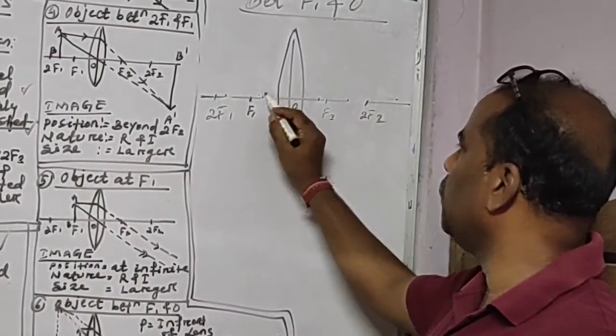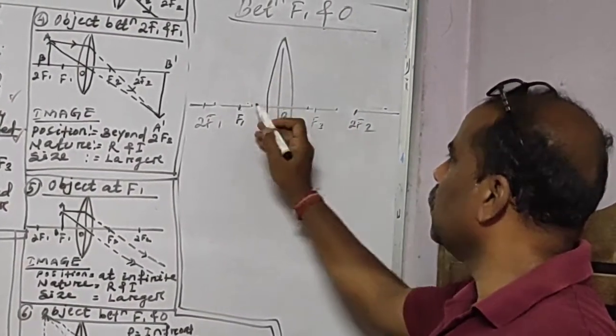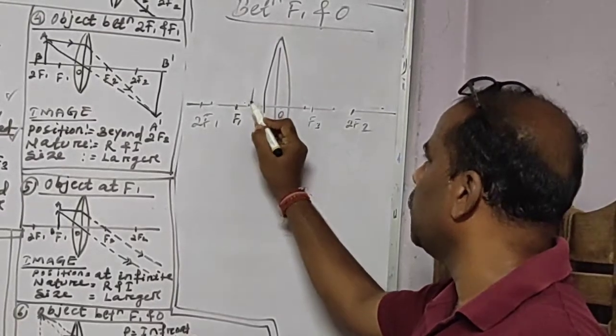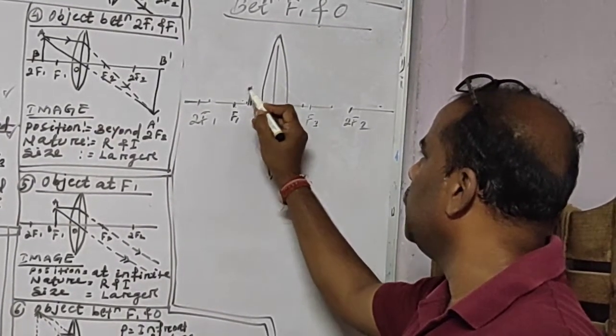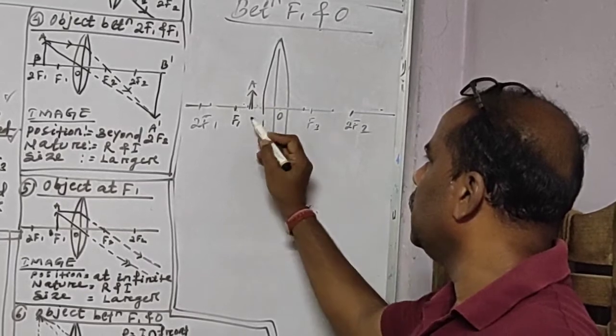So we have to place the object not inside this line. We have to keep the object anywhere. Suppose we have to place the object here. This is A, this is B.